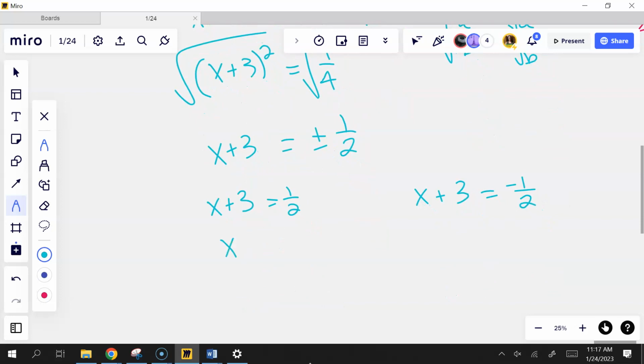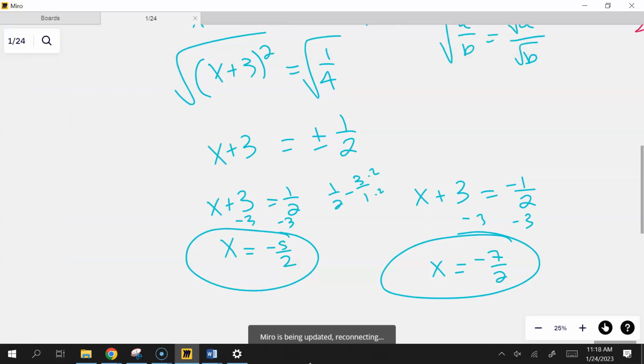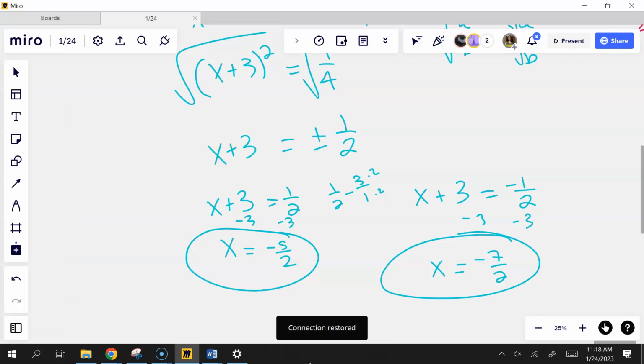All right, I'm still not done with this problem because I have to subtract 3. 1/2 minus 3 is negative 2.5, so negative 5/2. There's one answer. Negative 1/2 minus 3 here. Negative 3.5, which is negative 7/2. All right, I'm going to set you loose on the rest of them.